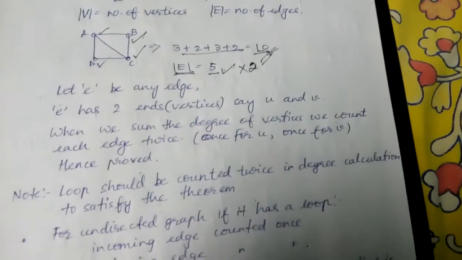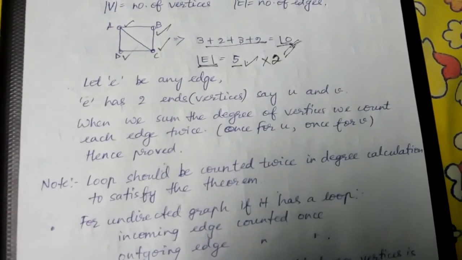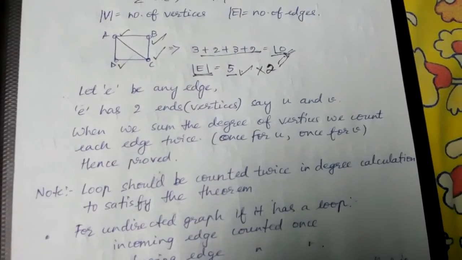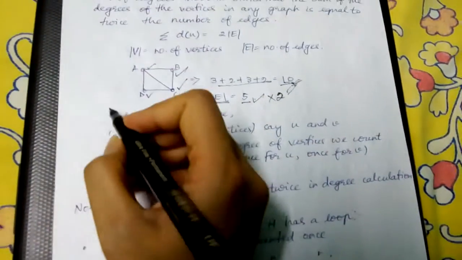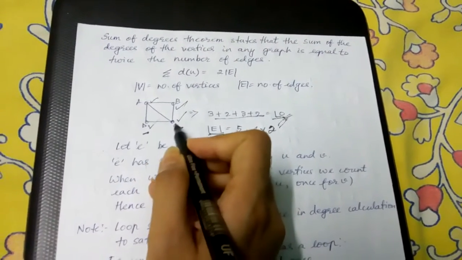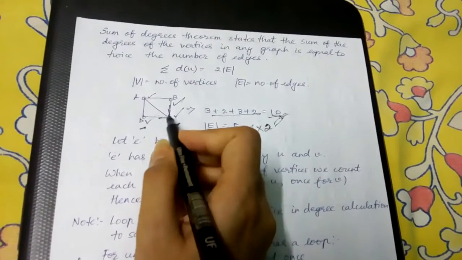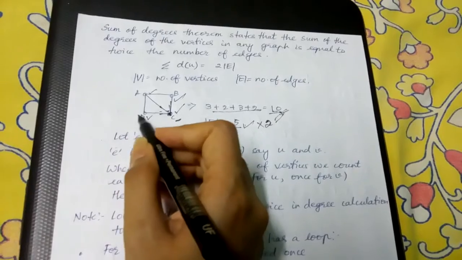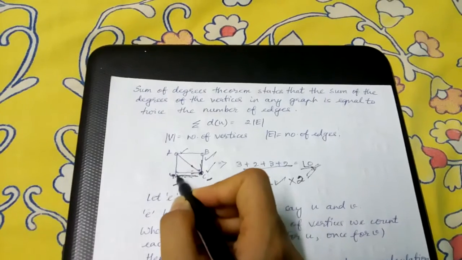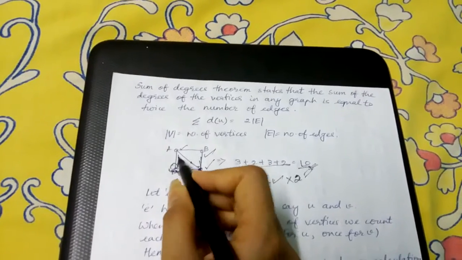Okay. So below you can refer to the proof: let E be any edge and E has 2 ends, say U and V. When we sum the degrees of vertices, we count each edge twice, once for U and once for V. So you see here, for example, if I consider D and I consider C. For C, I am counting the degree of the vertex. This is 3, and for D again I am counting this particular edge. So understand carefully, for C I am considering this particular edge, and for D also I am considering this particular edge for counting the degree of its vertices.